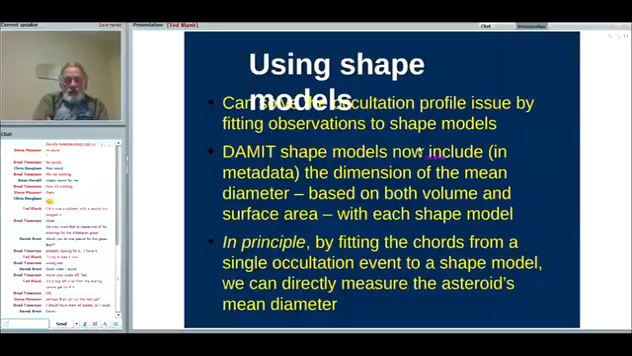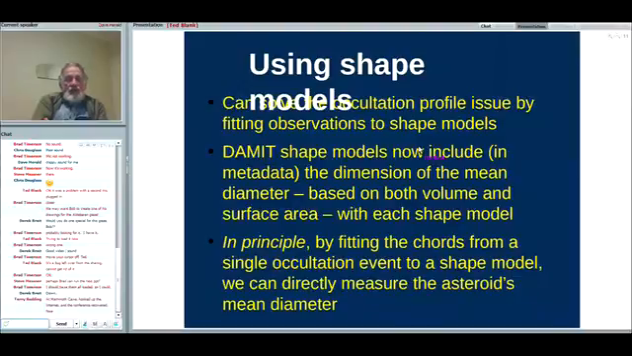Given the dimension of the mean diameter used to plot the shape model, if we fit our occultation chords to the shape model, the occultation chords give a very specific dimension in kilometres onto the shape model, and that gives you directly the dimension of the mean diameter used to draw the shape model. So by fitting our chords from a single occultation event to a shape model, we can directly measure the asteroid's mean diameter within the precision of the shape model.